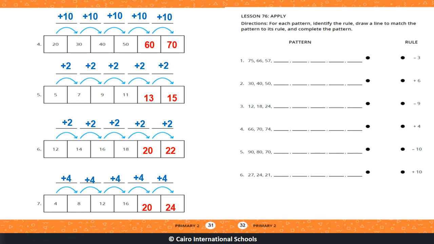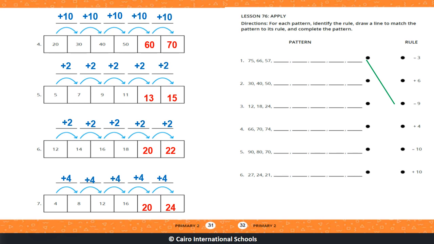Question number 1. The pattern is 75, 66, 57. First you have to ask yourself, is the pattern increasing or decreasing? The pattern is decreasing because numbers are getting smaller. So we will write minus in the pattern rule. Minus what? Subtract the first two numbers. 75 minus 66. Don't forget that in subtraction, the big number comes first. So we will subtract 75 minus 66. So we will find that the pattern rule is minus 9. Now let's complete. Each time we will subtract 9.